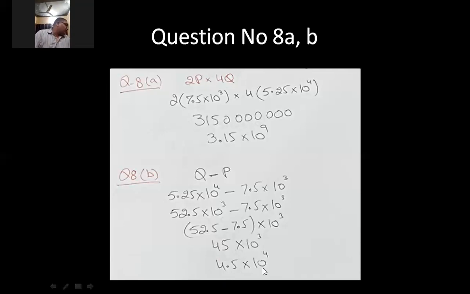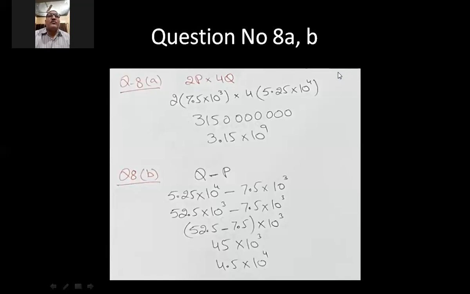So this was question number 8, and I hope you have understood how we have done it manually instead of doing it on the calculator. If the calculator is allowed and you are doing this question, the process is very simple. In your calculator, you will enter 5.25 x 10^4 minus 7.5 x 10^3 equals. So you get the same answer. So this is how we will do question number 8, A part and B part. So let's move to the next question.